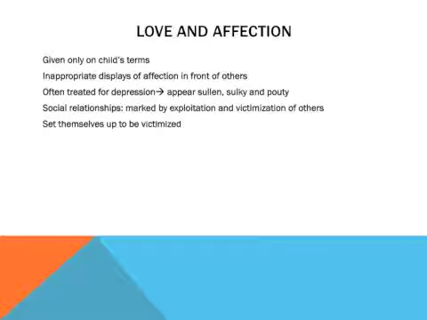All right, so love and affection are two areas that are really affected in children with RAD. So a lot of the time, love and affection are given only on the child's terms, and often there are inappropriate displays of affection in front of others. So they constantly are trying to get reactions out of others, and most of the time it's not appropriate. They are often treated for depression because children with RAD appear sullen, sulky, and pouty. And their social relationships are marked by exploitation and victimization of others, and they basically set themselves up to be victimized. And through this, people don't want to get close to them, which is what they want.